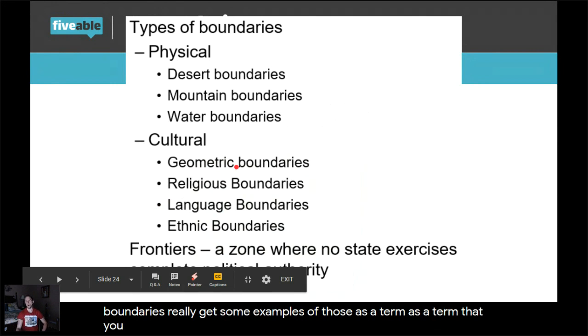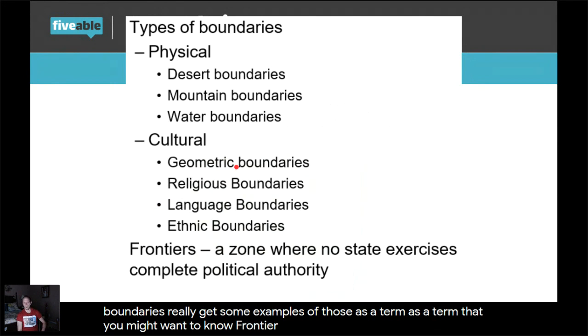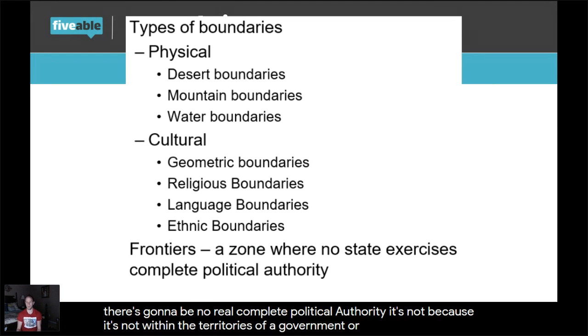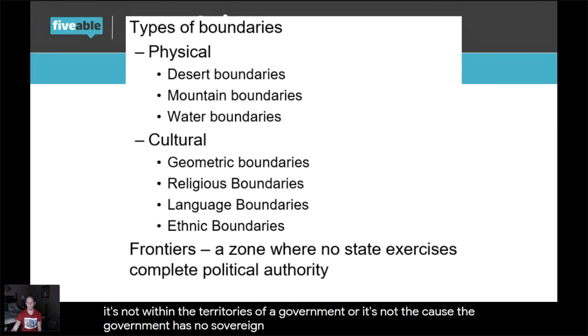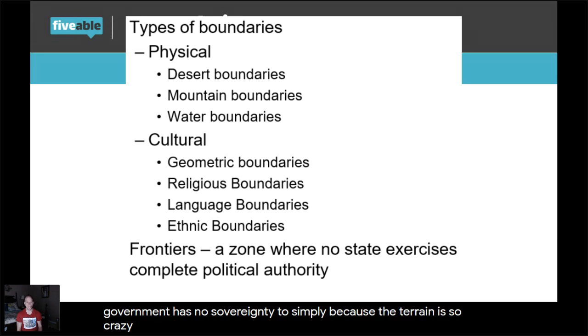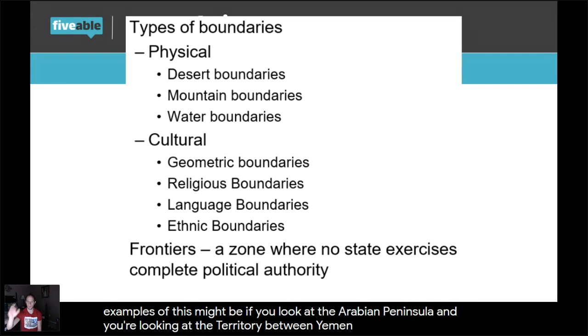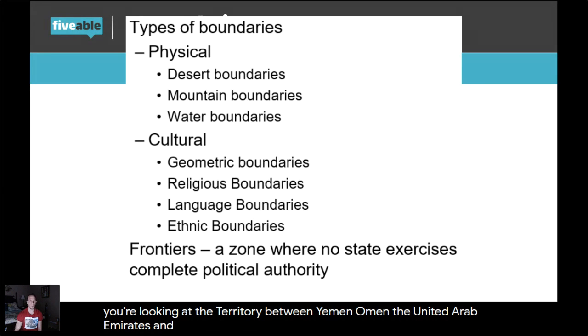As a term that you might want to know, a frontier is simply an area where there's no real complete political authority. It's not because it's not within the territories of a government, or because the government has no sovereignty. It's simply because the terrain is so crazy that no one's going to be there to police what happens. Good examples of this might be if you look at the Arabian Peninsula and the territory between Yemen, Oman, the United Arab Emirates, and Saudi Arabia. It's desert. No one's going to be there. They're not going to see if you're crossing the border.